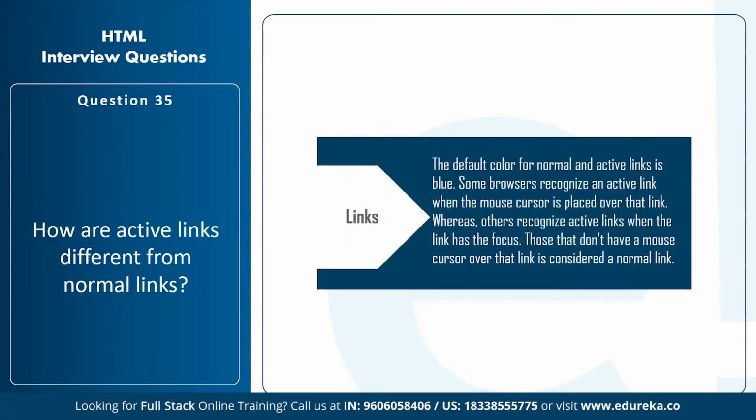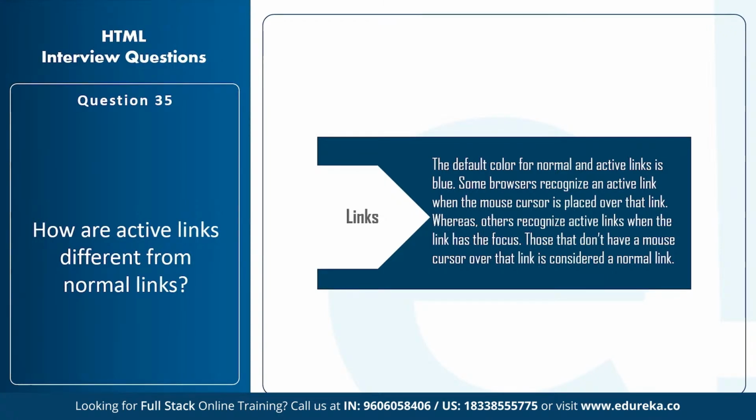So the default color for the normal and active link is blue, and some browsers recognize an active link when the mouse cursor is placed over that link, whereas others recognize the active links when the link has the focus. Those that do not have a mouse cursor over that link are considered to be just a normal link. So basically you can differentiate between the active and the normal links based on the color and also when you place the cursor over that particular link.